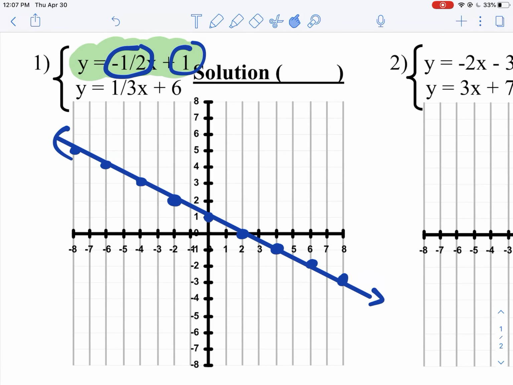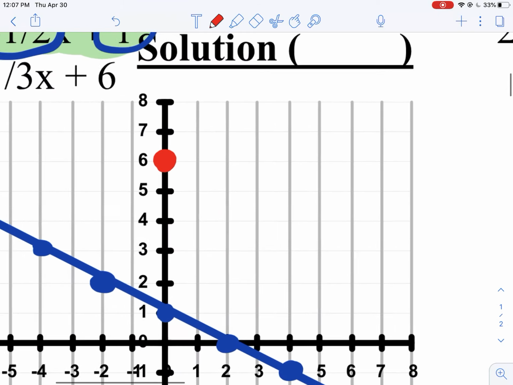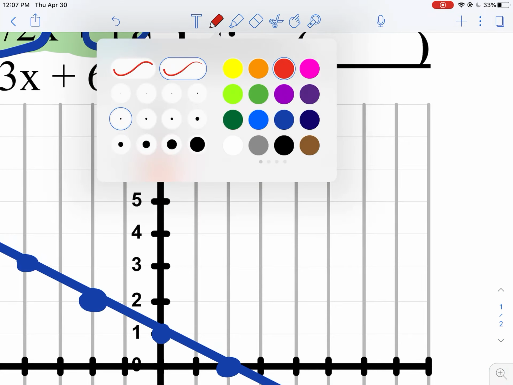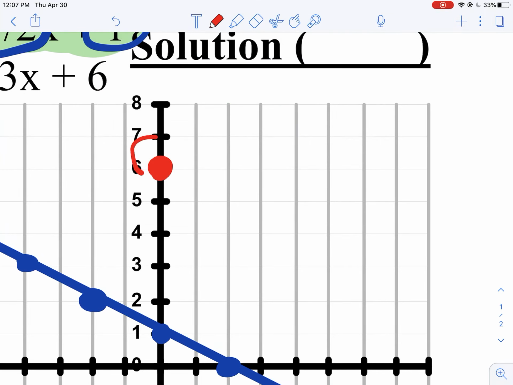All right, now for my next one, I'll do this one in red. The y-intercept is going to be 6, so I'm going to graph that right here. Now my slope is 1 over 3, which means from this point I'm going to go up 1 and over 3, and up 1 and over 3. I can also go in the opposite direction by going down 1 and then over 3, and you notice it keeps my line going the same way.